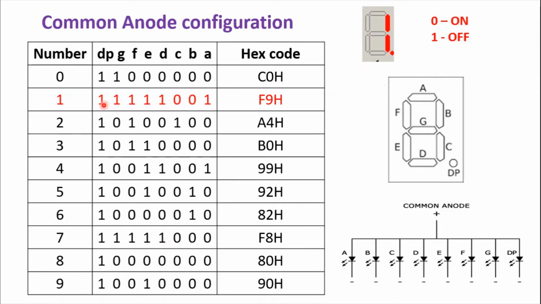And make the group of 4 bits. 1111 corresponds to F, 1001 corresponds to 9. So F9H is the hex code to display the number 1 on LED 7 segment. In short, when I send F9 to port pin, then that display connected to that port will display number 1 on it. For remaining numbers, you can calculate the hex codes in the same fashion.